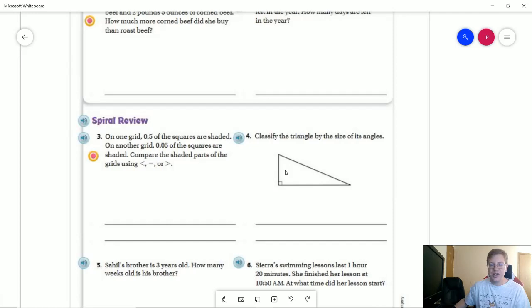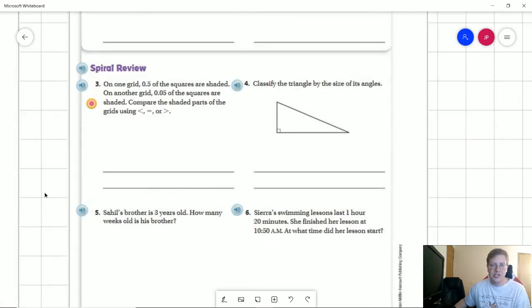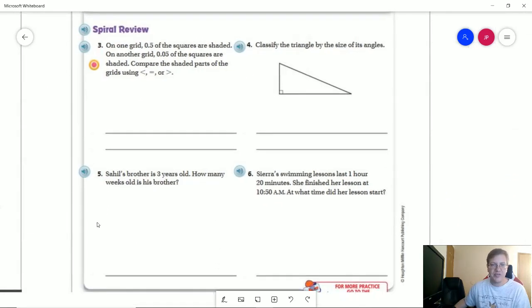For number 4, we're going to classify the triangle by the size of its angles. So as a reminder, if we have only acute angles, we would have an acute triangle. If we have a triangle that has a right angle, we are going to have a right triangle. If we have a triangle that has an obtuse angle, we would have an obtuse triangle. So that's your suggestion for how to solve that one.